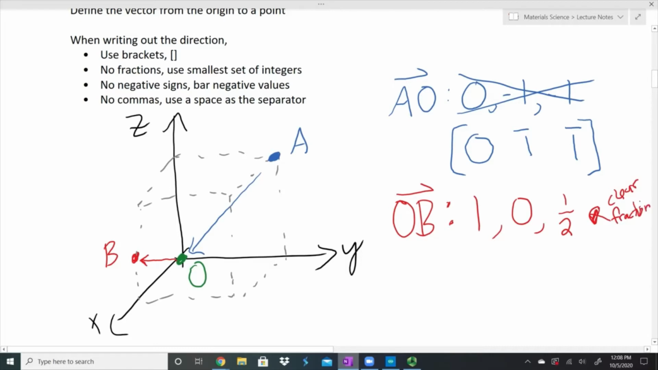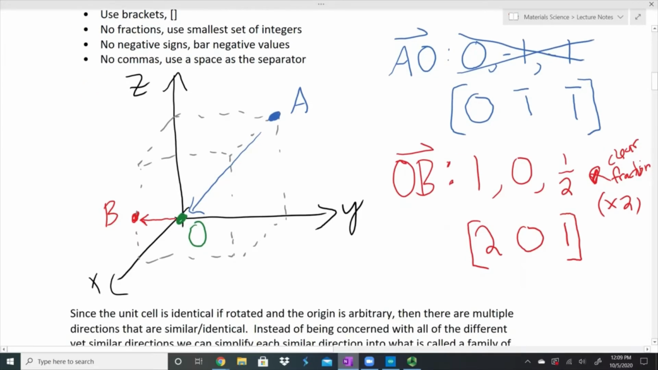To clear the fraction, I want to turn that into an integer. The way I'm going to do that is multiply this entire thing by 2. Because if I multiply the entire thing by 2, I shouldn't have a fraction anymore. I multiply the whole thing by 2, I get 2, I get 0, and I get 1. I'm going to make sure that I don't put my commas in here. And I'm going to go ahead and put my square brackets in. And I have a direction of 2, 0, 1. And that is all that I have to do for my directions.